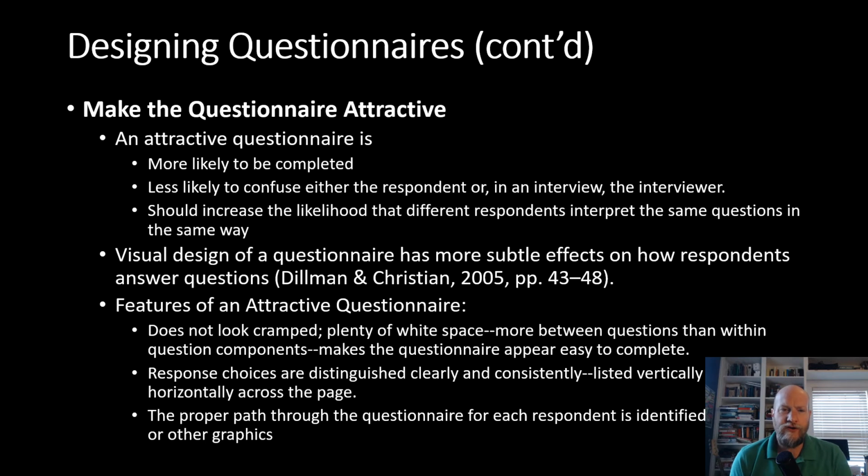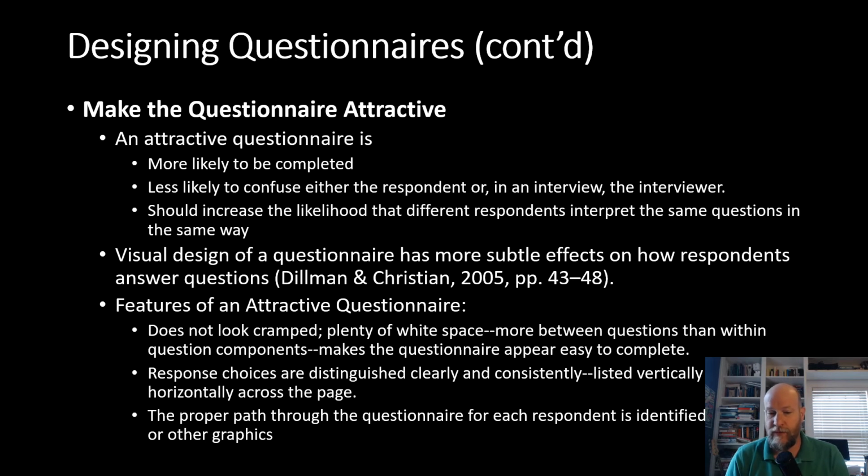So you want your questionnaire to not look cramped. You want it to have plenty of white space, more between questions than within questions. You want the questions to be clear where they are self-contained and where the next question then begins. So creating some space in between those questions, which you can do through all variety of layout and line spacing effects, makes the questionnaire appear easier to complete, right? It's like, oh, there's just these individual things as opposed to a whole sheet of text.